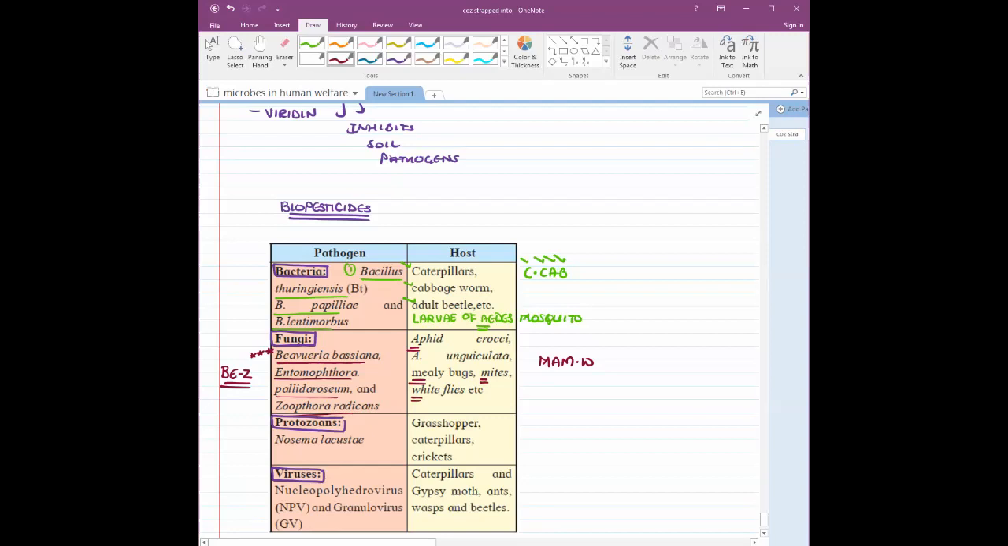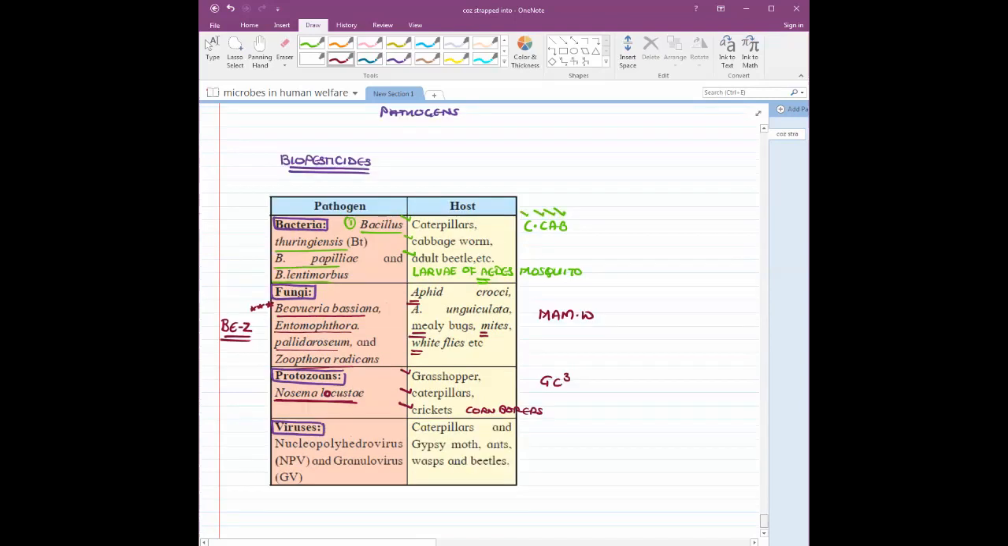Next one we have is your Nosema locustae. Basically, this is the one that is going to attack your locusts. Now this is locustae, not lacustae. But what is this going to work against? This is going to work against grasshoppers, caterpillars, and crickets. There is one more over here, which is your corn borers. How do I like to remember this? I like to remember this as GC3, or GCQ. So grasshoppers, caterpillars, crickets, and corn borers.